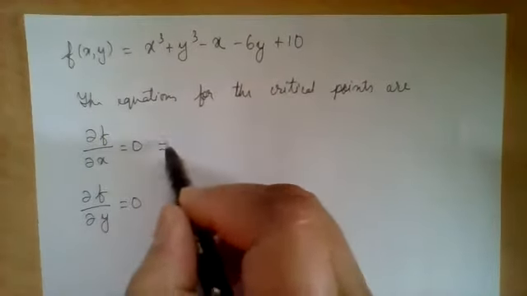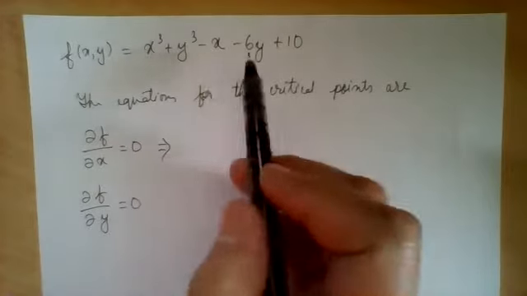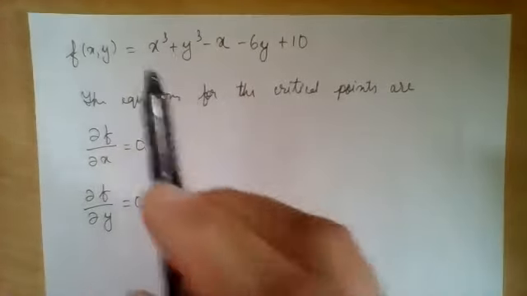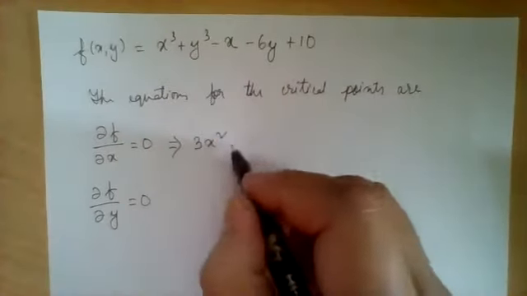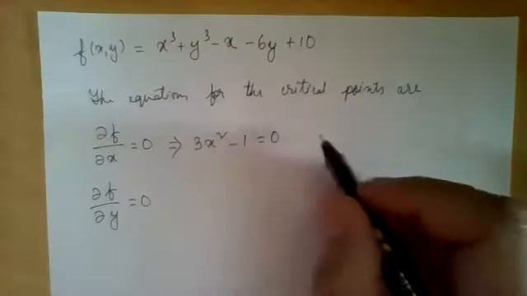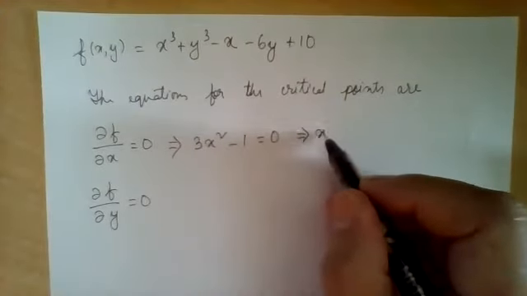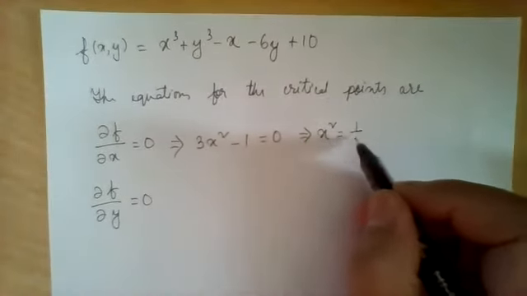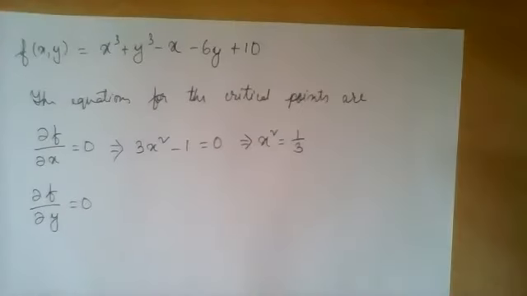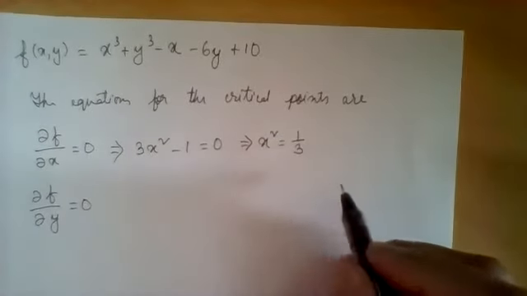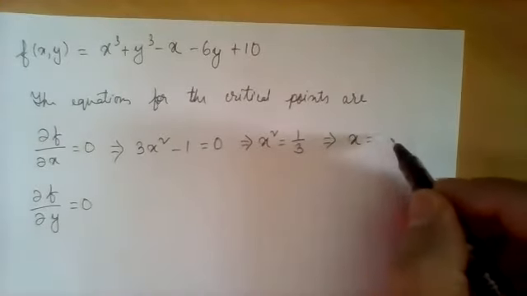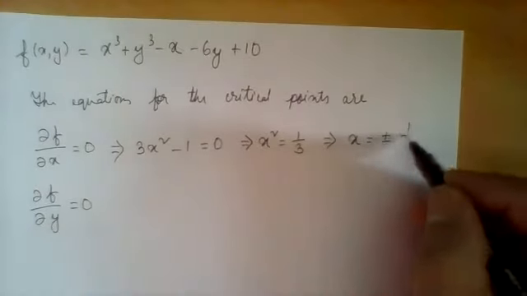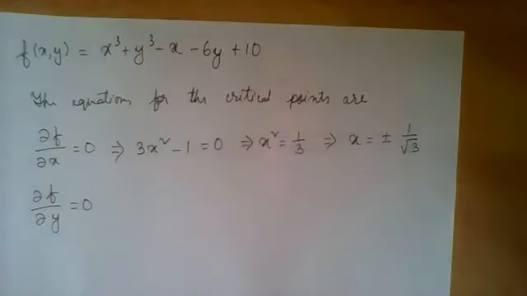So this implies, let us take the partial derivative of this expression with respect to x. This is 3x squared minus 1 equal to 0. This implies x squared equal to 1 by 3. So this implies x equal to plus minus 1 by root 3. Very good.